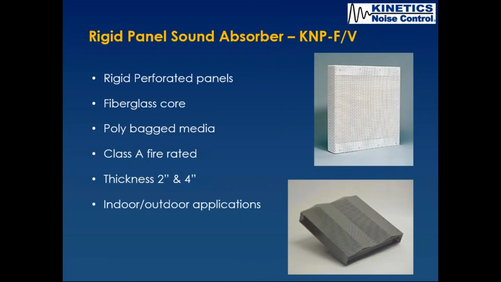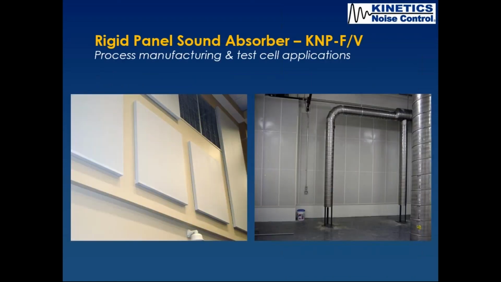We also have rigid absorption panels, something you might use out in an outdoor equipment yard or in a factory hammer mill room or a pump room. They're rigid, perforated, galvanized or aluminum panels. They have a fiberglass core, they're wrapped in a poly bag, and they're Class A fire rated, standard 2 or 4 inch thick. They can be used indoors, outdoors, and also mounted flush or standoff. You can have a standoff from a wall of 1 or 2 inch air gap between that and the substrate. Here's an example here.